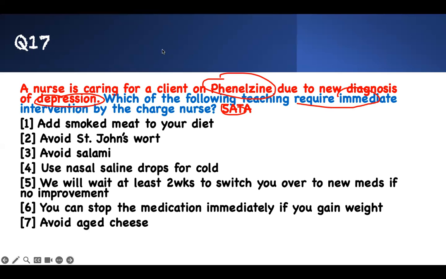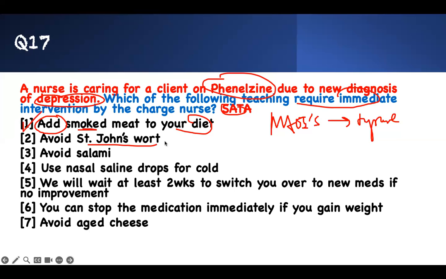So this patient has depression, prescribed MAOIs, monoamine oxidase inhibitors, right? What do you think? With these medications, you have to avoid tyramine foods, right? So adding smoked meat to your diet is wrong. Smoked meat is dangerous. It has tyramine in it. So we've got to intervene.